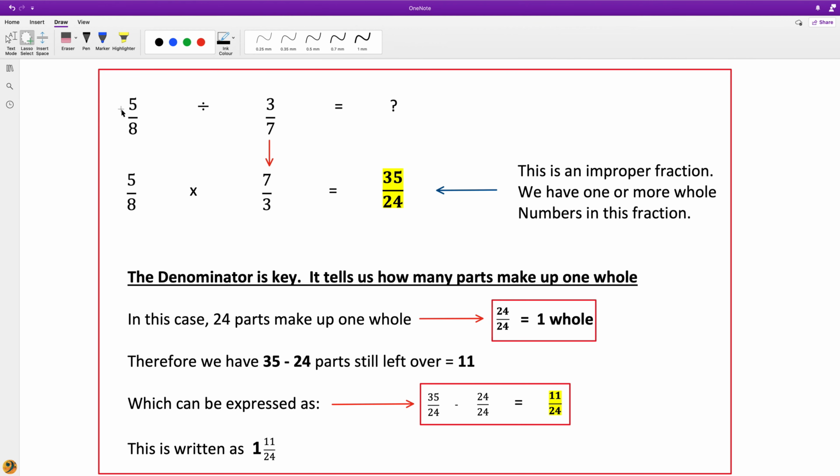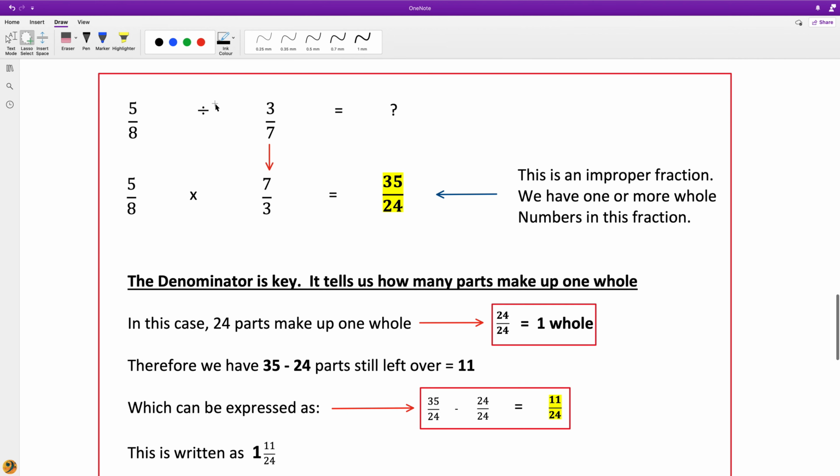Then the first step of working out is this line here. Once again, we remember the golden rule and we invert our fraction, which is to the right of the divide sign. So we invert this one, and it becomes 7 over 3, and that allows us to change our divide symbol into a multiply symbol. So our first line of working out gives us 5 over 8 multiplied by 7 over 3.